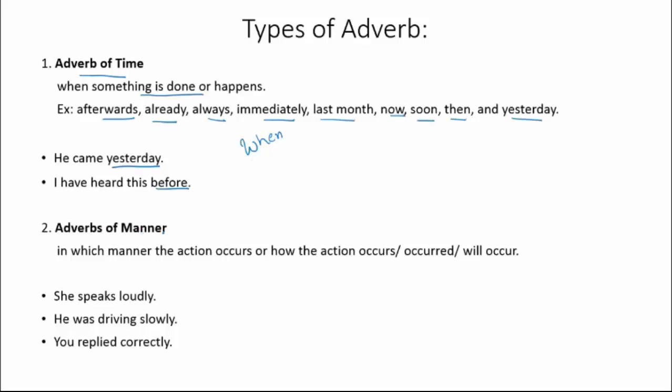Adverbs of manner. Adverbs of manner tell us in which manner the action occurs or how the action occurs or has occurred or will occur. Some examples are badly, sadly, all these kinds which tell about the manner. Usually the adverbs of manner end with ly. She speaks loudly. How does she speak? Loudly. He was driving slowly. You replied correctly. It usually answers the question how.